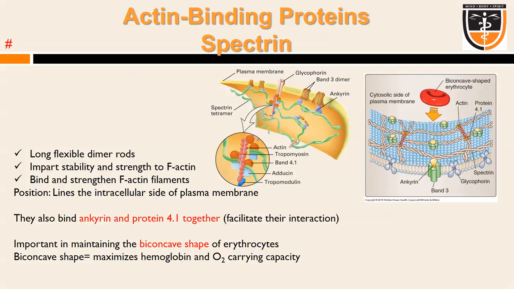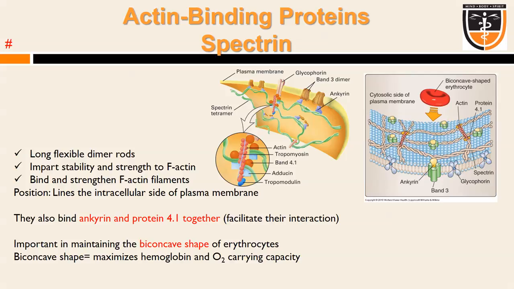So let's talk about the actin-binding proteins. Clinically, I'm going to mention spectrin. What's spectrin? Spectrin are these long, flexible dimer rods, and they impart the strength of F-actin. So what do they do? The best way to explain is this: they bind and strengthen F-actin filaments.